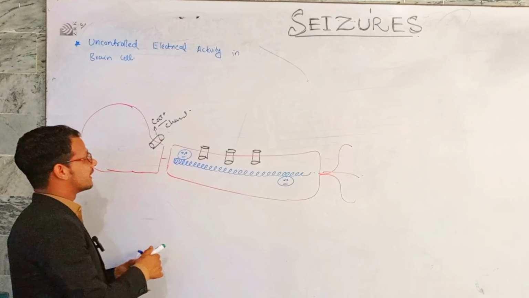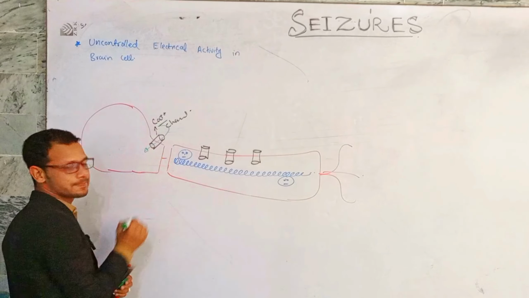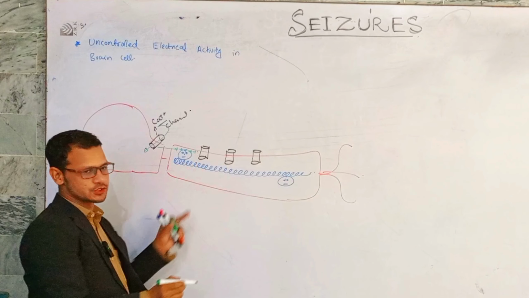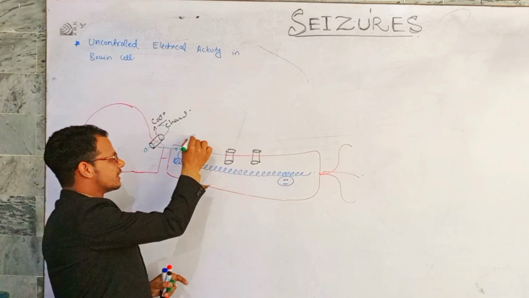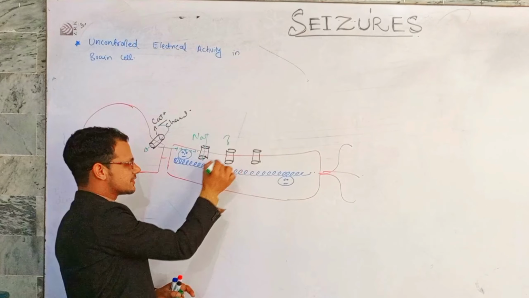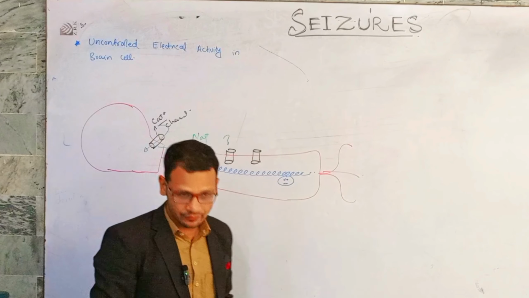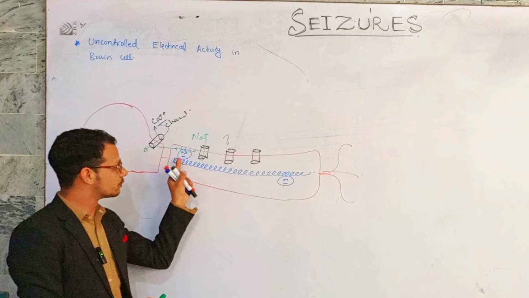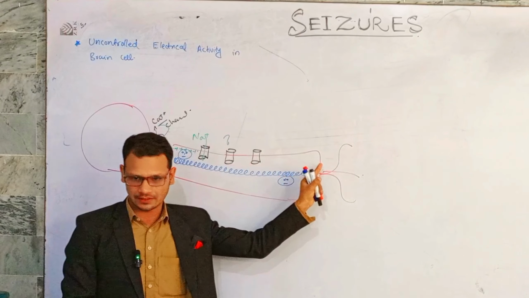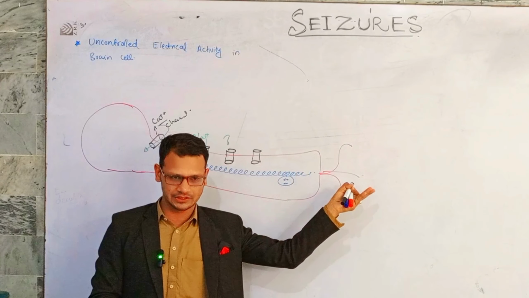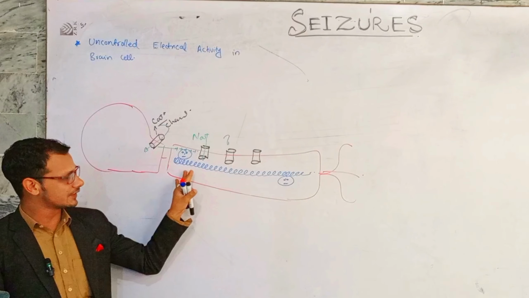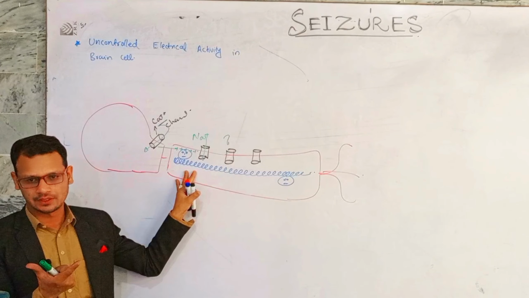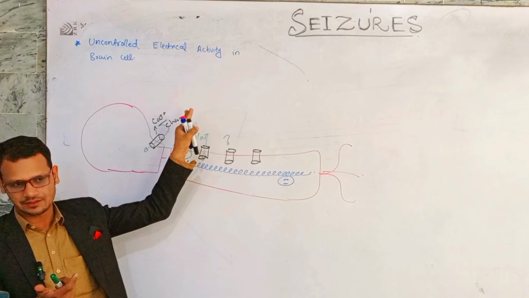For example, from here this calcium goes inside, it will provide the voltage to these channels, and the sodium goes inside, and this neuron will be depolarized, and this impulse is generated, and it moves this protein in the axon, right? This is normal electrical activity. When this electrical activity is abnormal, meaning uncontrolled, it will cause seizures, right?